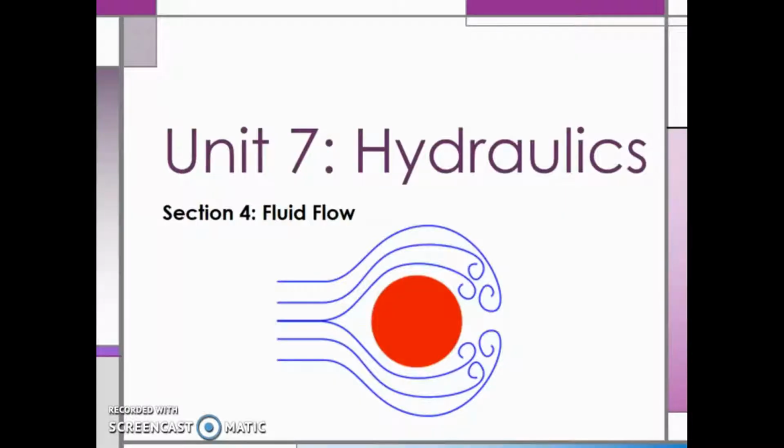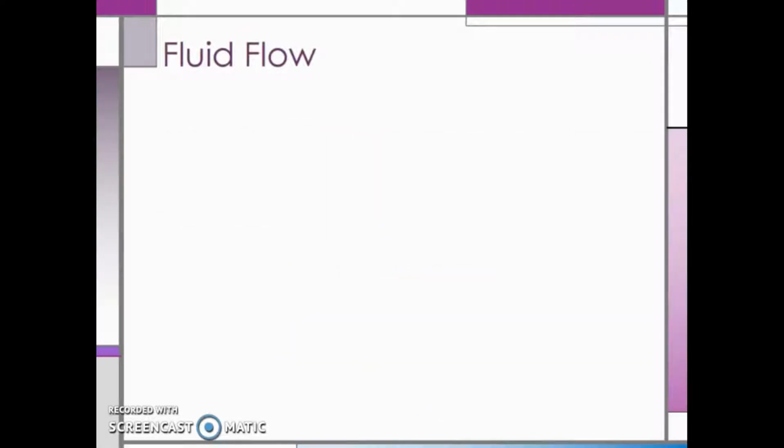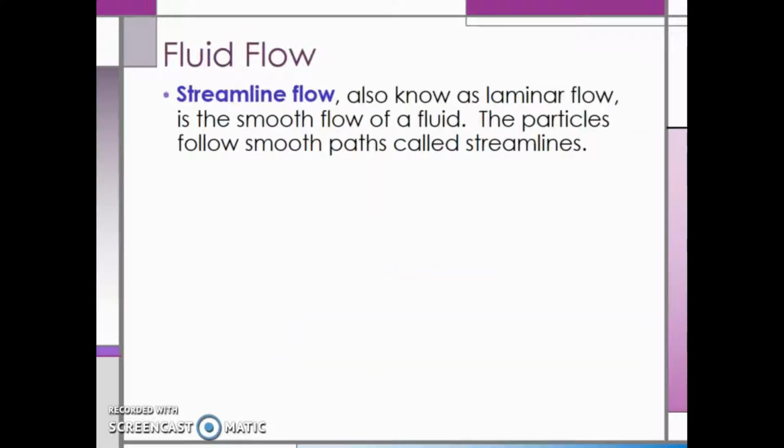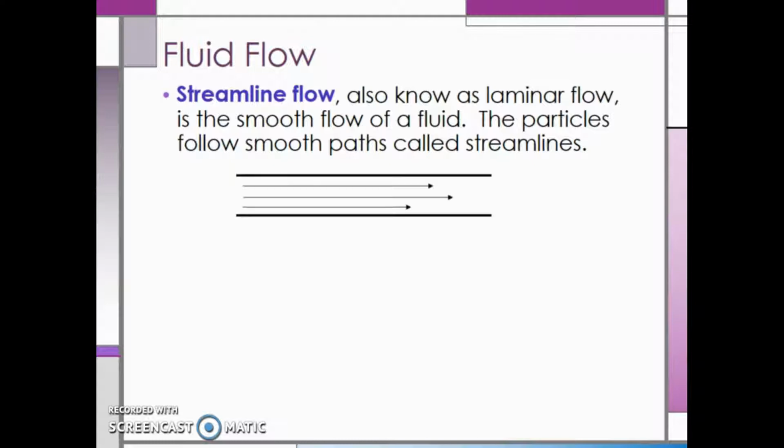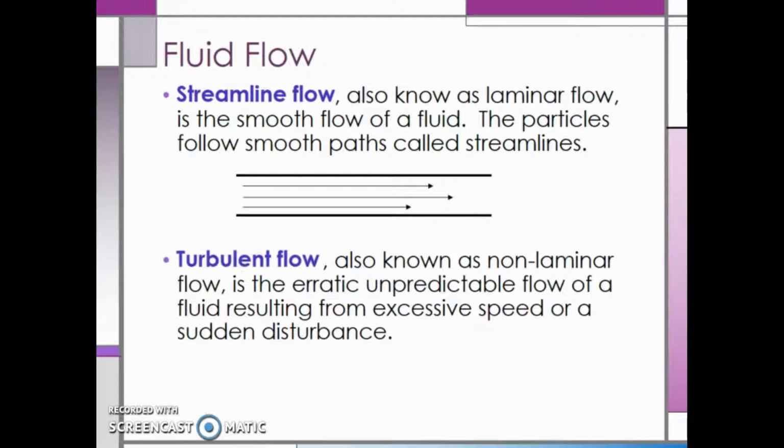The purpose of this section is to familiarize you with the concept of fluid flow. There are a couple different types of fluid flow. First, streamline flow, also known as laminar flow, is the smooth flow of a fluid. The particles follow smooth paths called streamlines. As we can see in the picture, the particles follow a rather straight path without running into the sides of the tube. The other type of flow is turbulent flow.